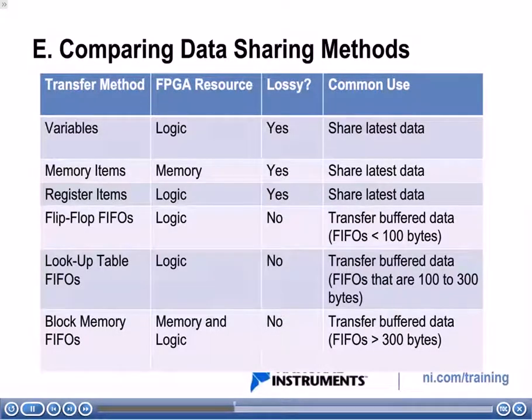So if we only need to share the latest data, then you can use the variable method. So we see here on the list there's variables, so you can use local variables or global variables, or you can use a memory item, or you can use a register item. So you notice that in the lossy column, all of those are lossy because they're only sharing the latest data.